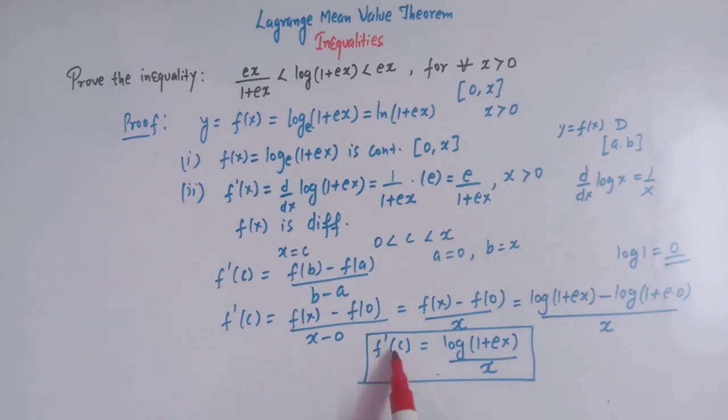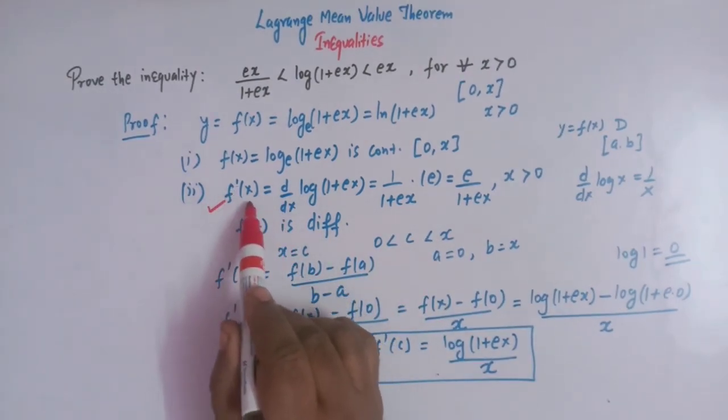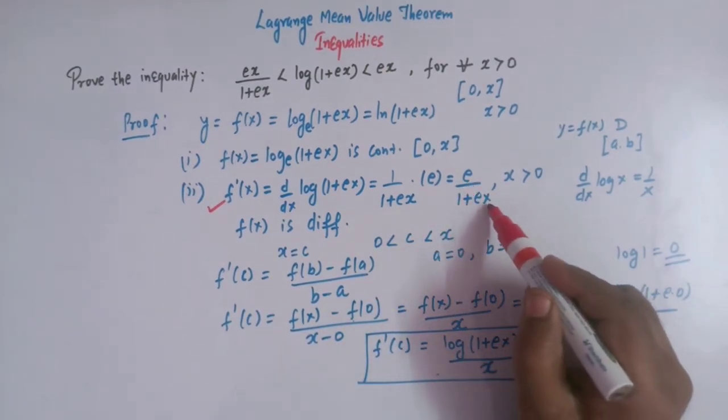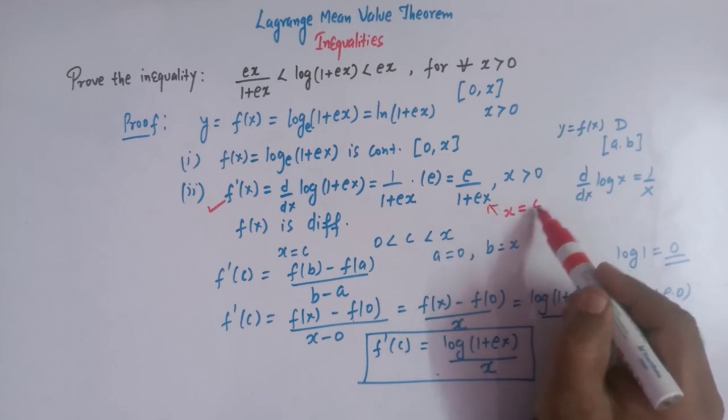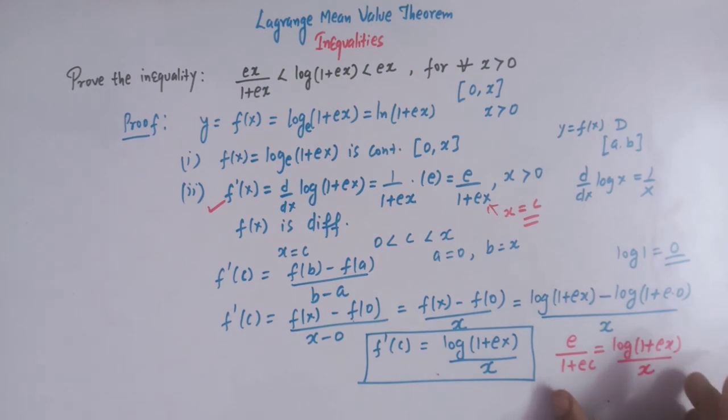So now f prime of c can be obtained from this expression, because f prime of x is equal to e over 1 plus ex. So for x we can now write c, right? So now f prime of c can be written as e over 1 plus ec, and this is the log of 1 plus ex divided by x, right? So now finally we have this expression, right?